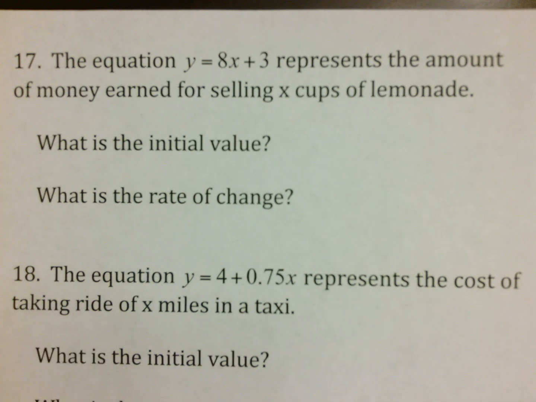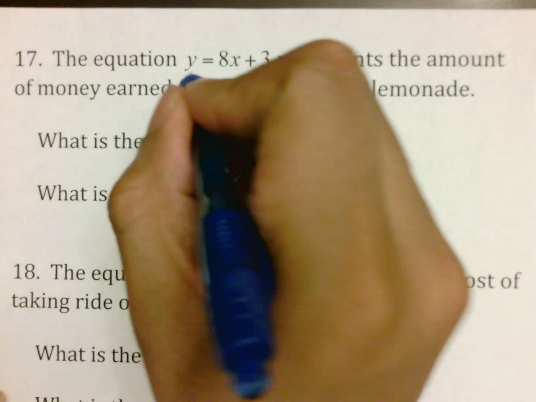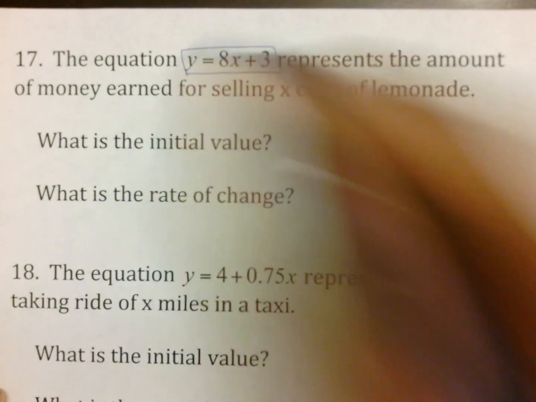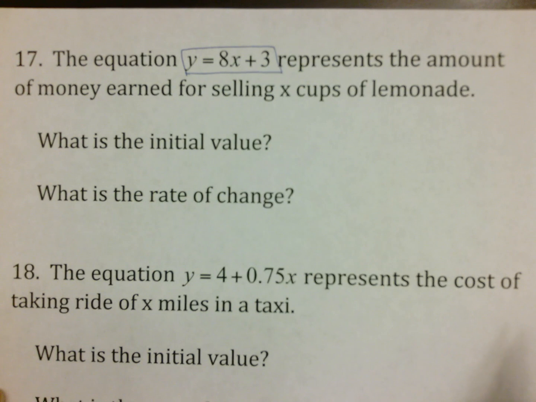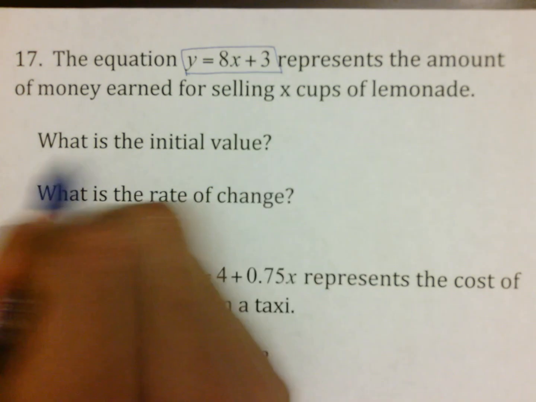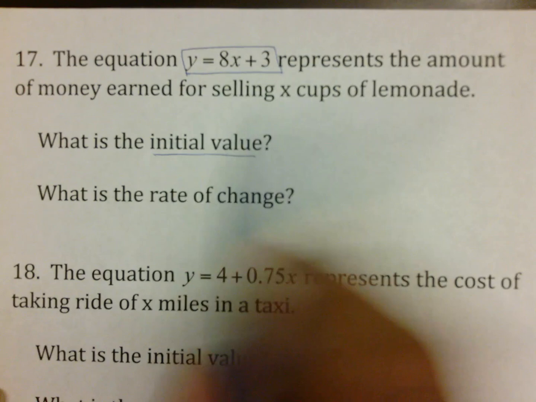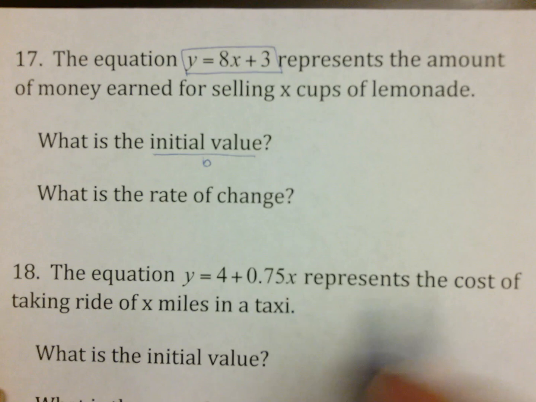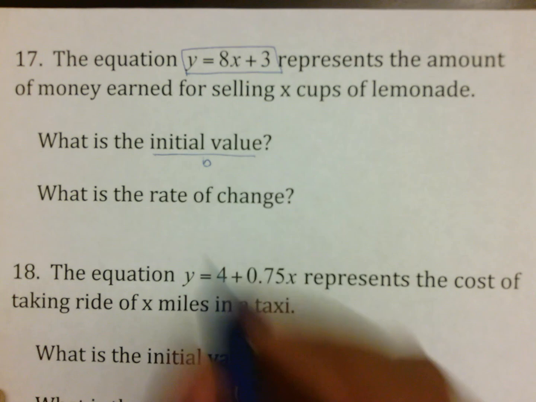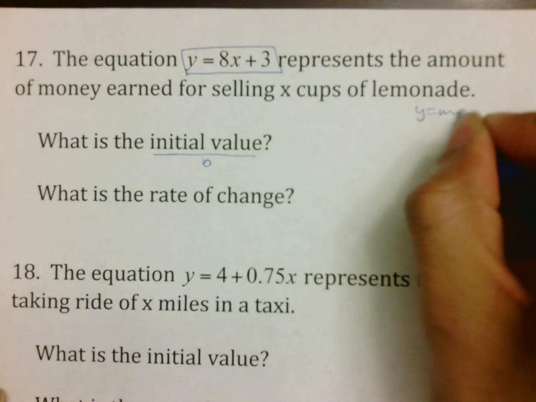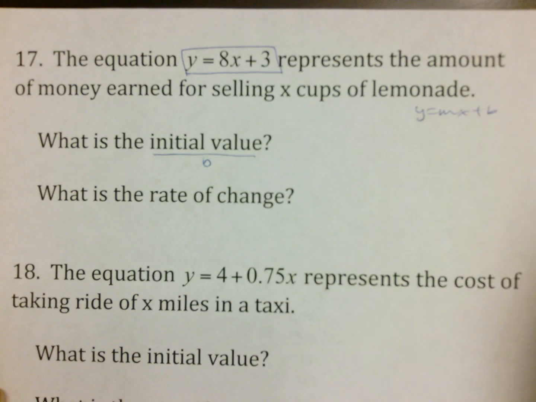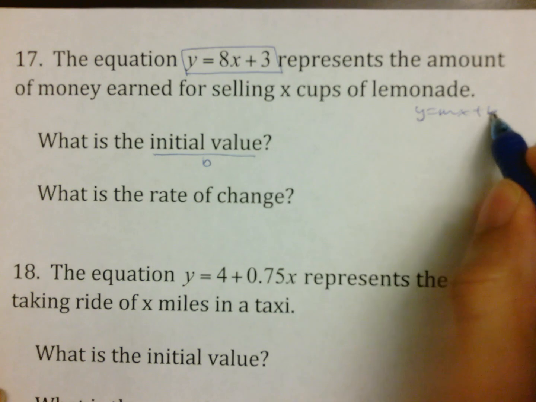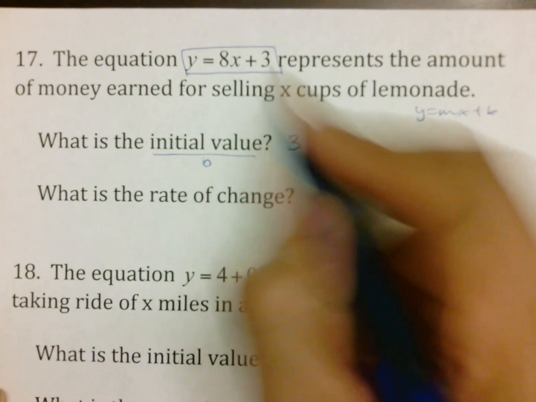The equation y equals 8x plus 3 represents the amount of money earned selling x cups of lemonade. Who cares about the words? Anytime they give you an equation in the problem, it should be an easy problem, because they want the initial value. We know from our experience that initial value is the letter b. The letter b in the formula y equals mx plus b is the number that's by itself, which means in this case your initial value is 3.